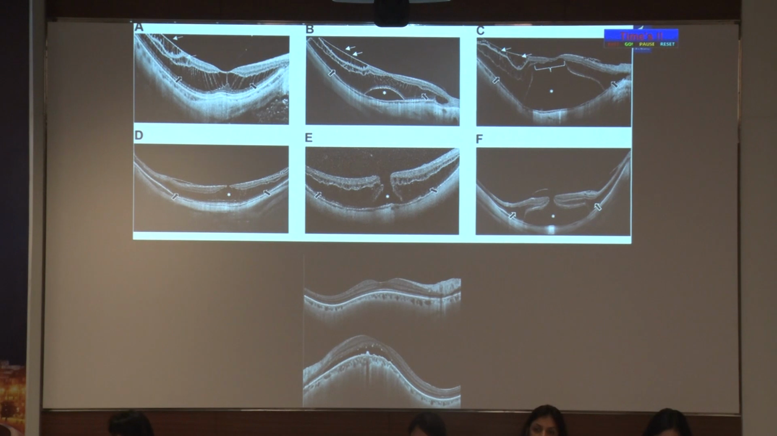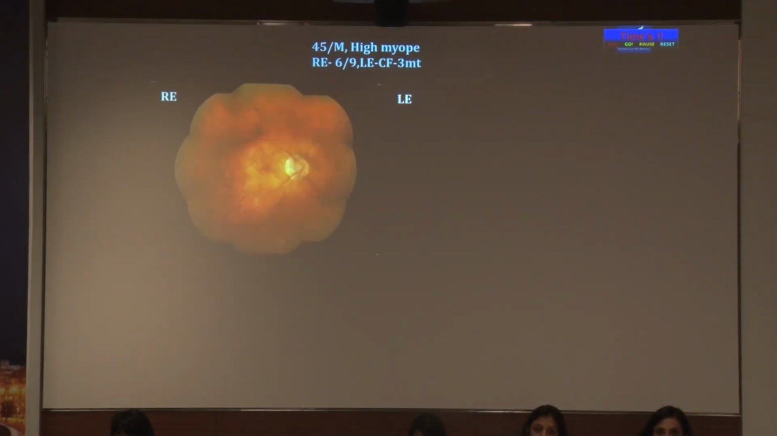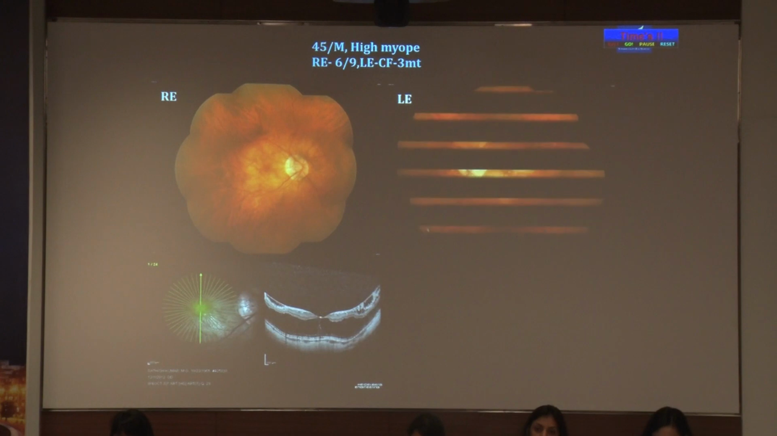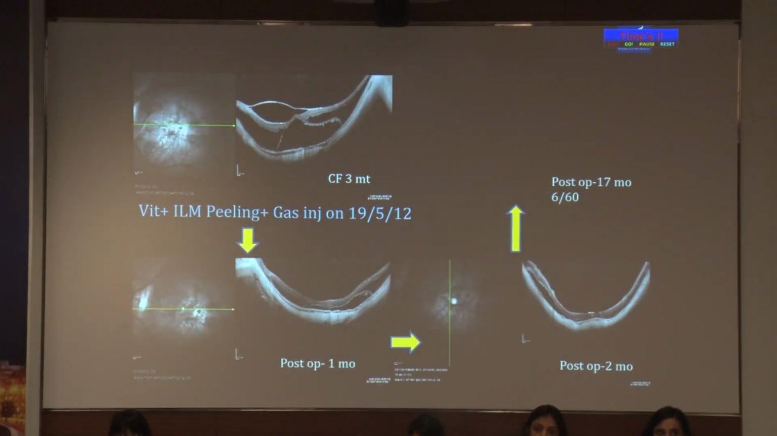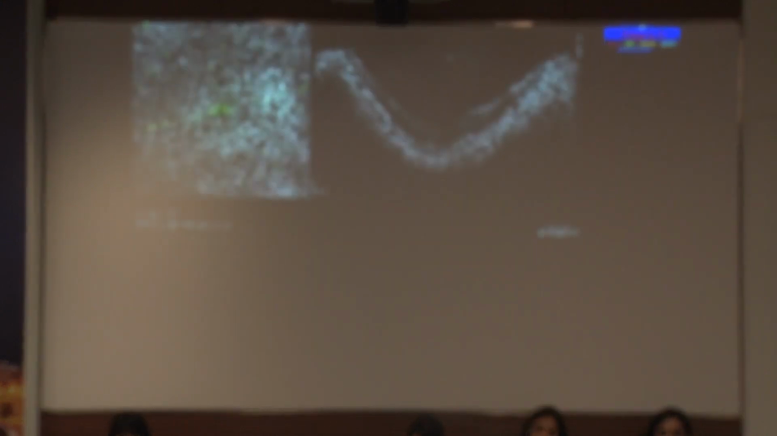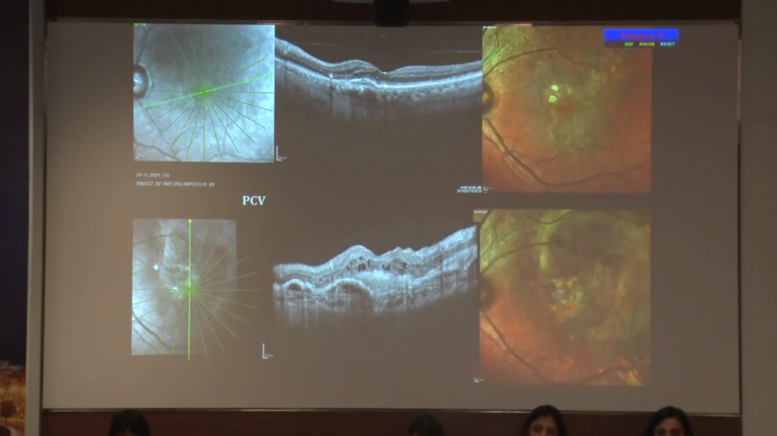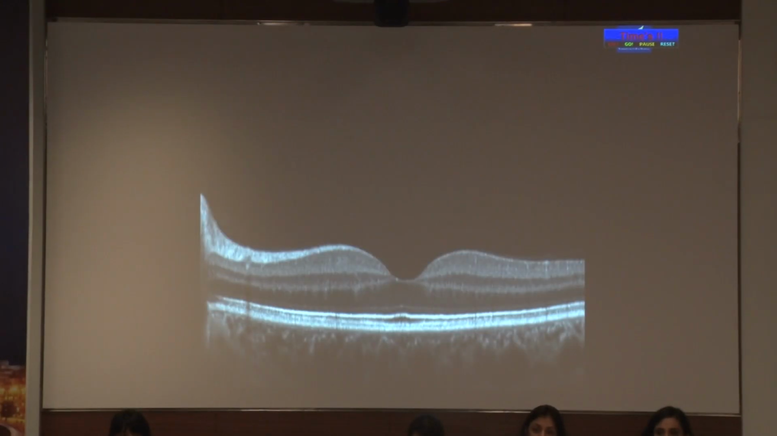Another condition is myopic foveoschisis, where as time progresses the schisis becomes more and more, and it can cause a decrease in vision. So one should keep the patient informed. The common treatment would be to remove the hyaloid attachments so that the patient ends up with good vision. So I'll quickly show the study.